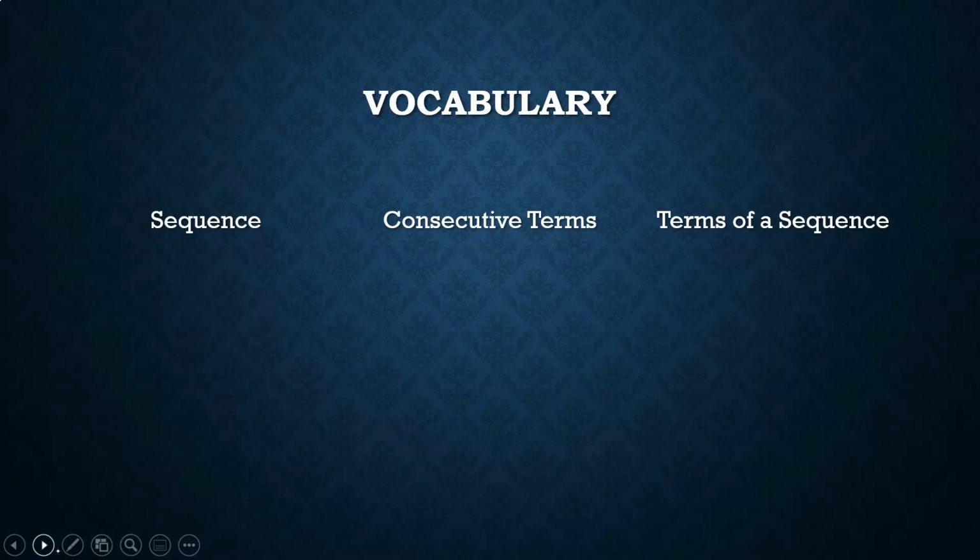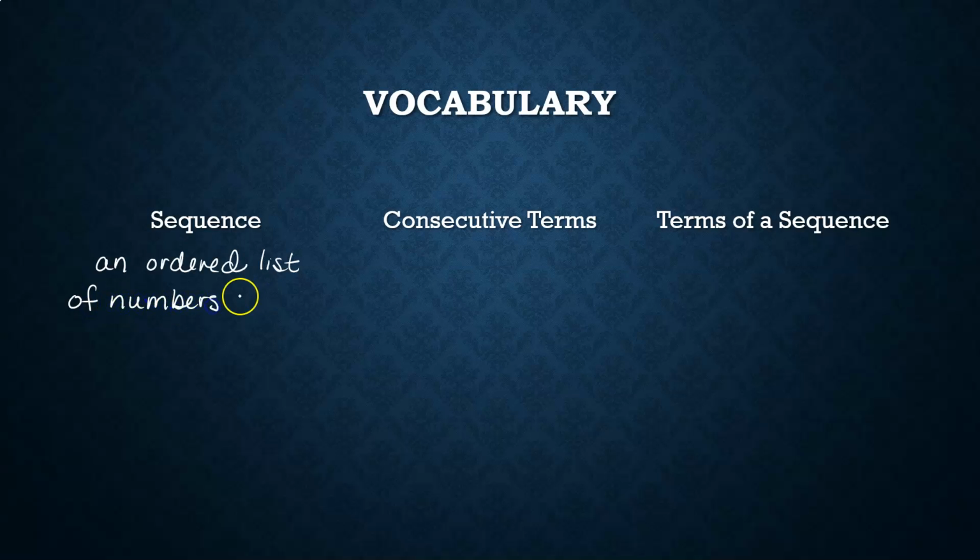Okay, so the first thing we're going to talk about is a sequence, which is an ordered list of numbers that can form a pattern. That's a sequence.